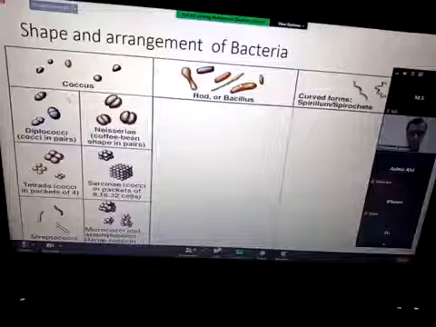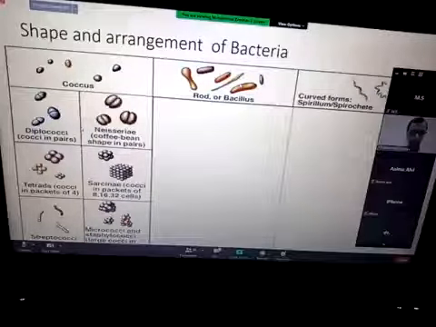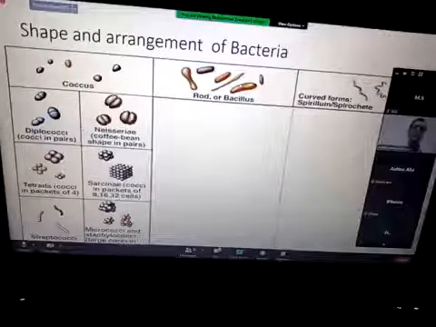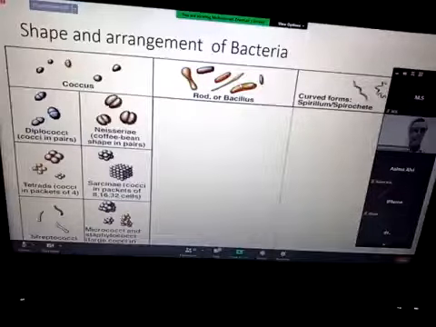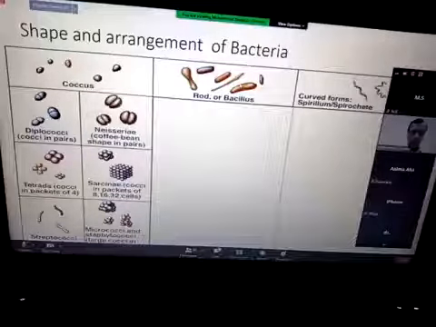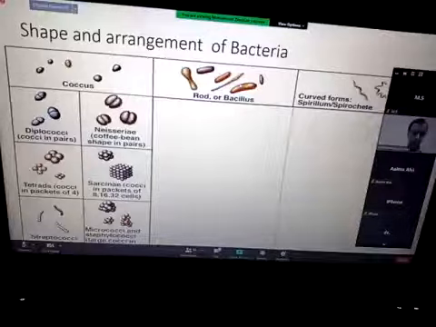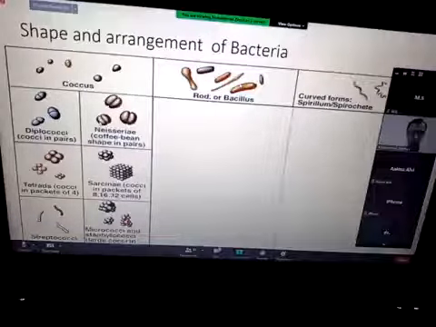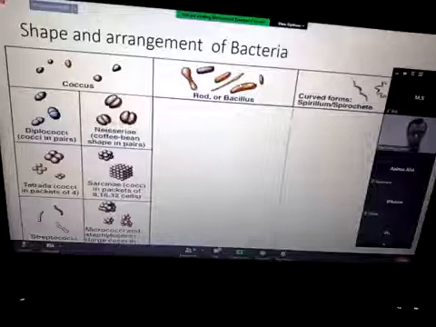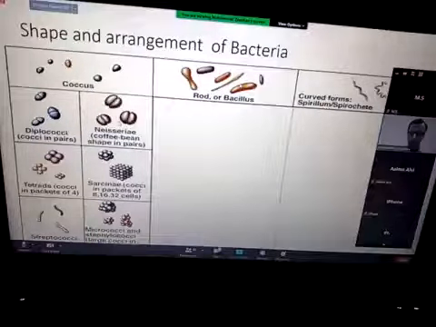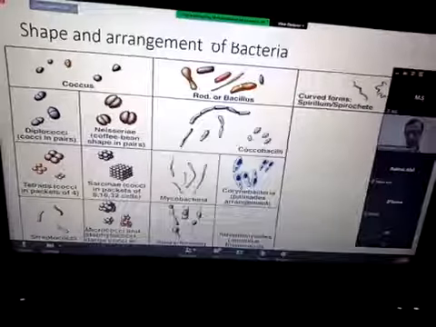So this structure is very important, and whenever someone tells you cocci, ask them whether it's gram positive or gram negative. The next question will be the arrangement. Is it in diplococci? Is it in tetrad? Is it in chains? Is it in small chains? If it's gram negative, what is the arrangement? What's the shape of that gram negative cocci? That helps you in differentiating the different species.